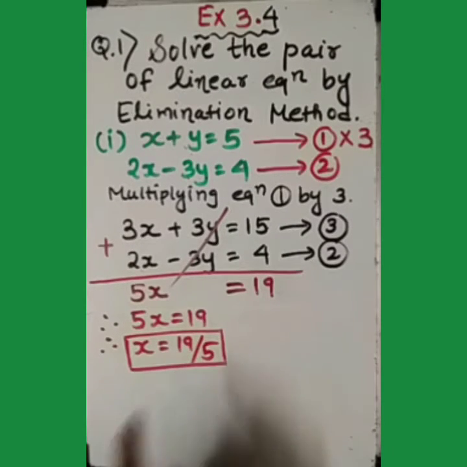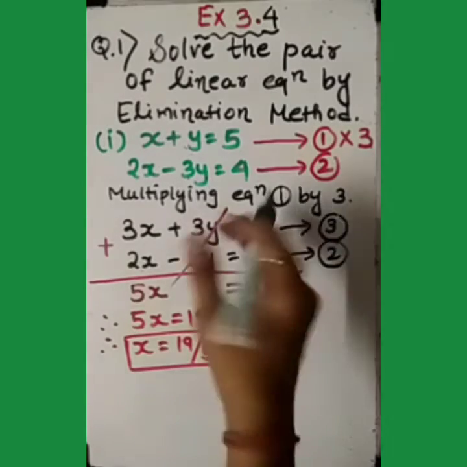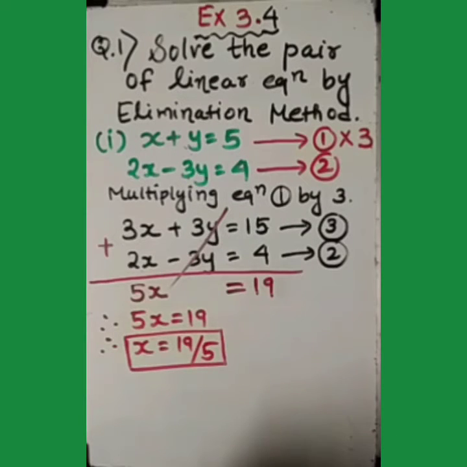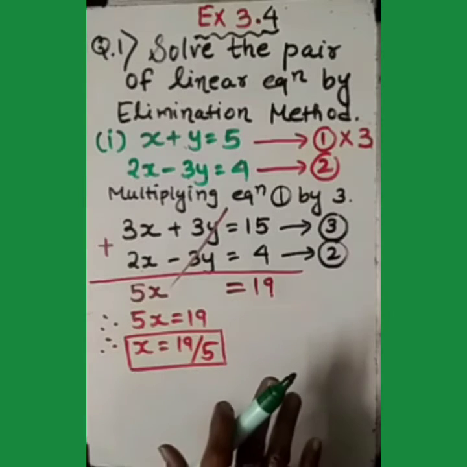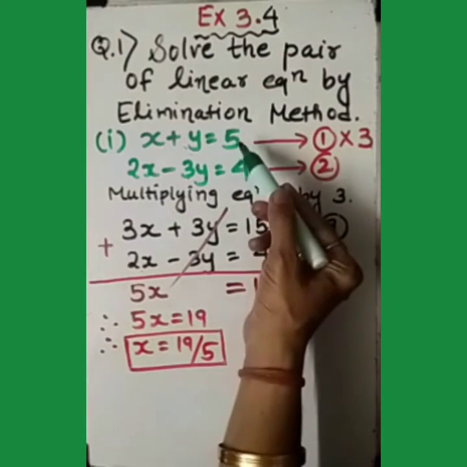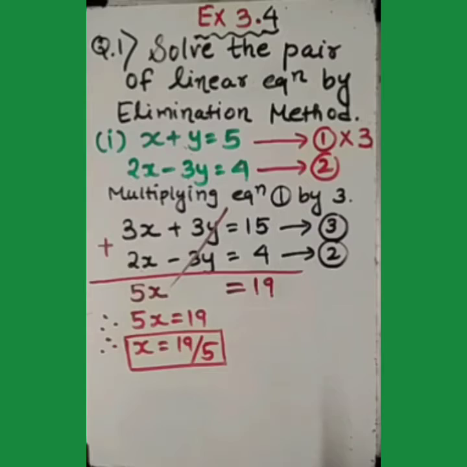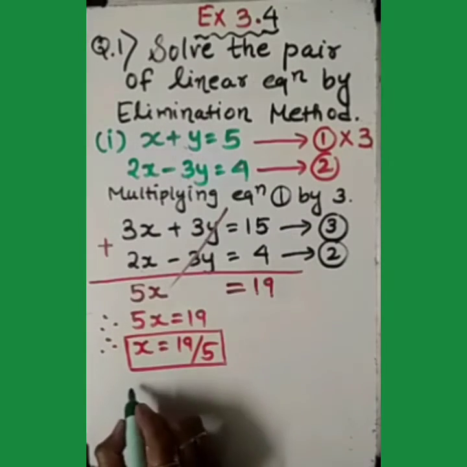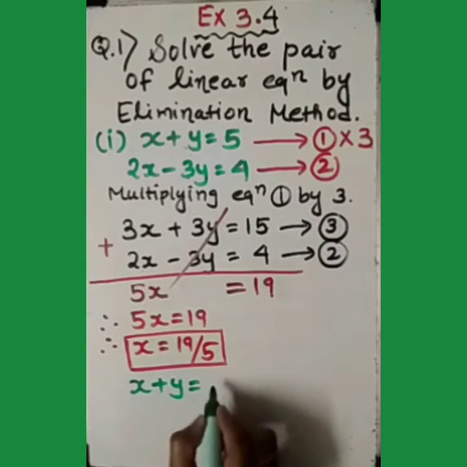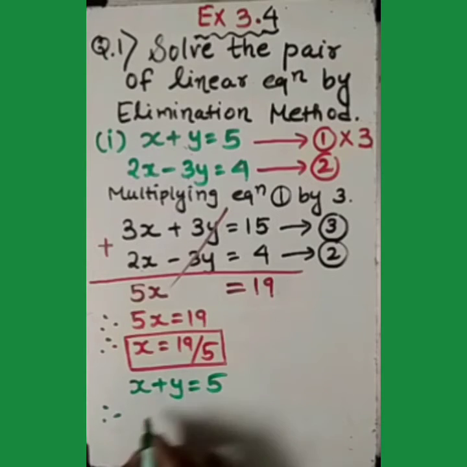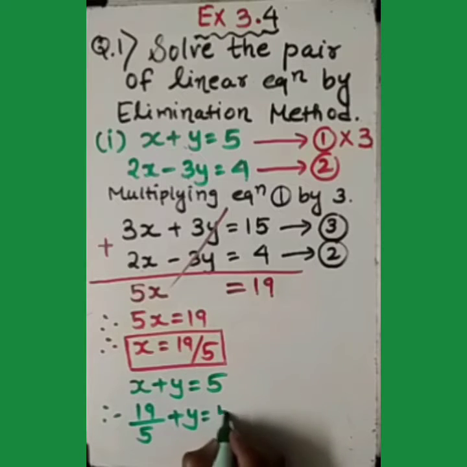Now this result we are going to put in any of the equations. In the substitution method we have learnt we have to choose the second equation, or whatever leftover equation, and in that we put the value. But for the elimination method, you are free to apply the value of x in any of these equations. I think the first equation is easy. In that, let's put the value of x. So in place of x in this equation, I am writing 19 by 5 plus y equal to 5.